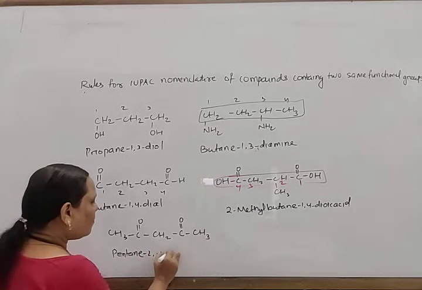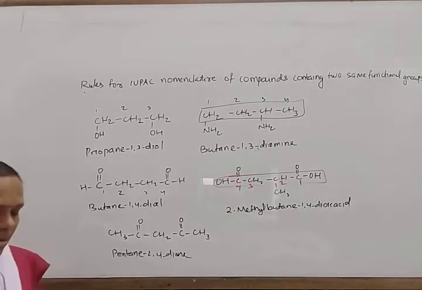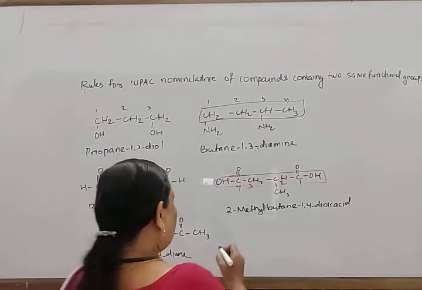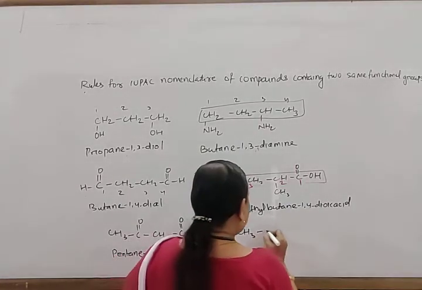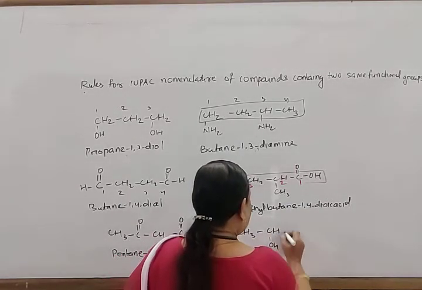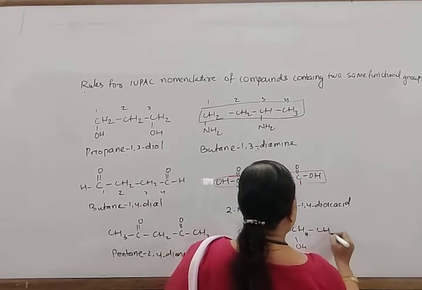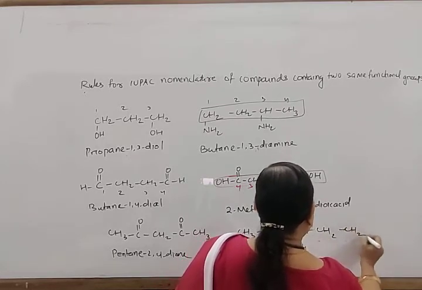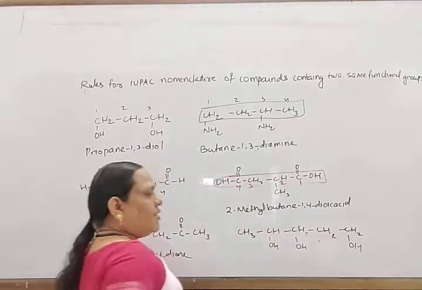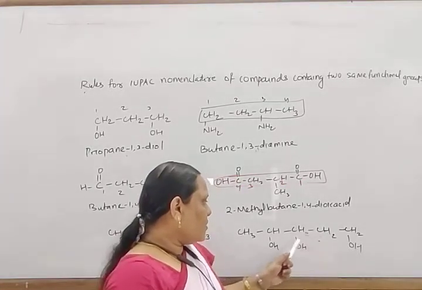Then 2, 4, diol. Okay, so in this way, you have to name the compounds which contain more functional groups. Suppose the compound contains 3 OH groups. Then more than 2, that is, it contains OH, name of this compound. If three OH groups are there, so first 1, 2, 3, 4.